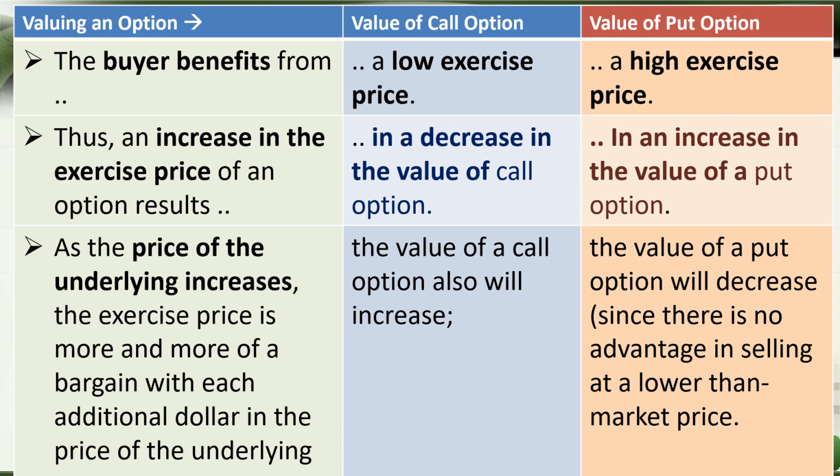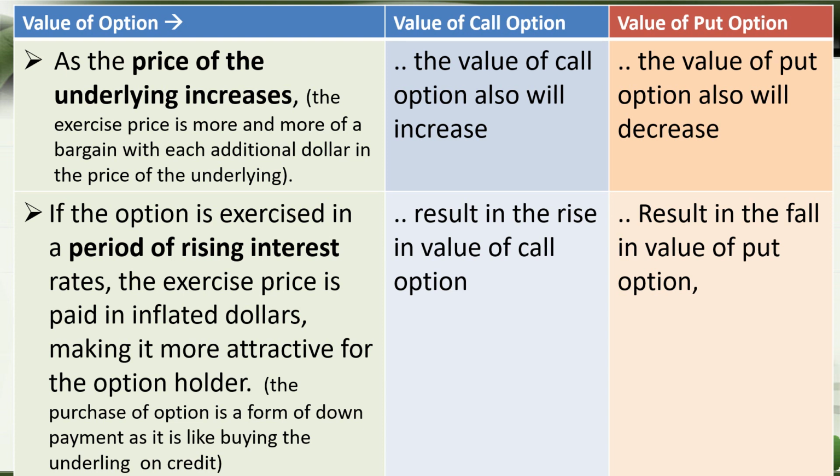But the value of a put option will decrease, because it is the contrary: there is no advantage in selling at a lower than market price, since the market price is increasing. So as the price of the underlying increases, the exercise price is more and more of a bargain with each additional dollar in the price of the underlying. So the value of a call option will increase, and the value of a put option will decrease.